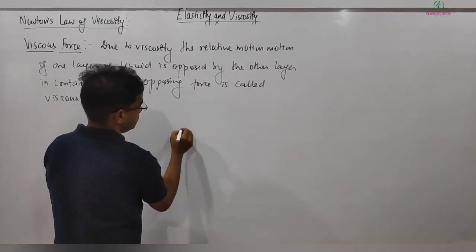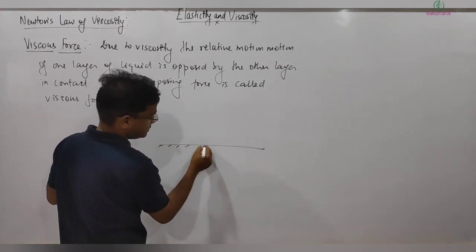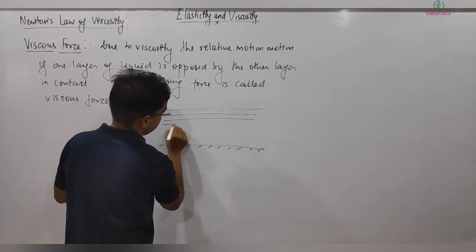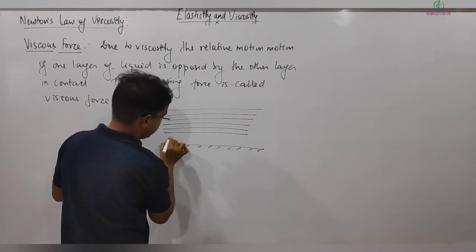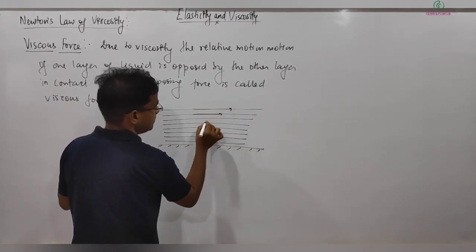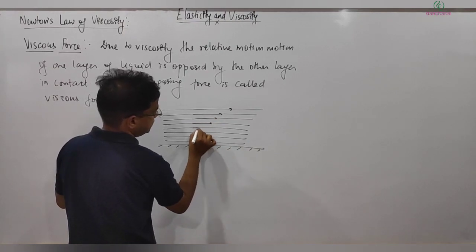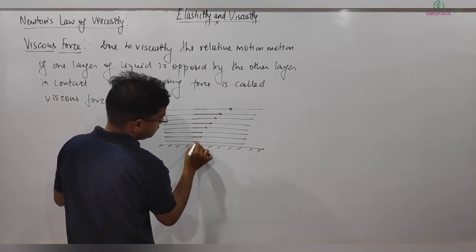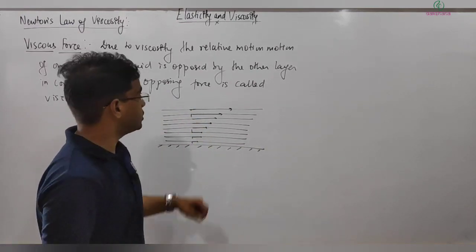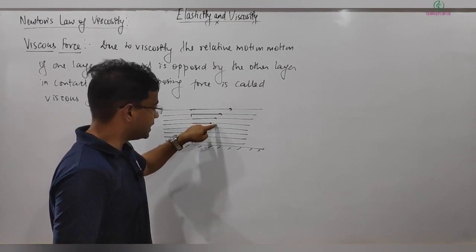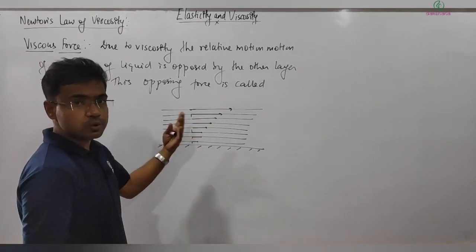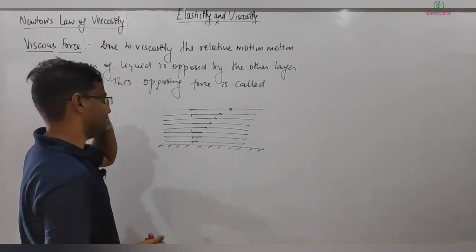Suppose this is a surface which is at rest, and on it fluid is flowing in layers. If one layer has high velocity, the velocity of the next layer will keep on decreasing, and so on. This is all because of the viscous force, because of viscosity, the motion of this layer is opposed by the motion of the lower layer. That is exactly what happens. This opposing means some force is applied, and that force we define as viscous force.